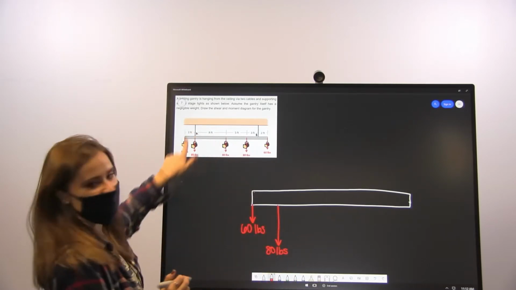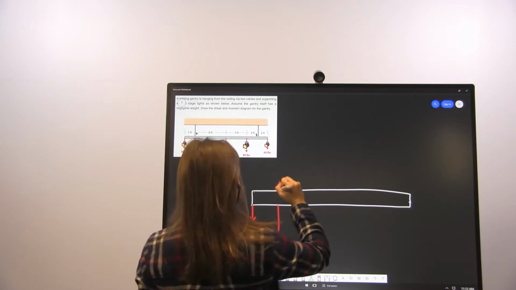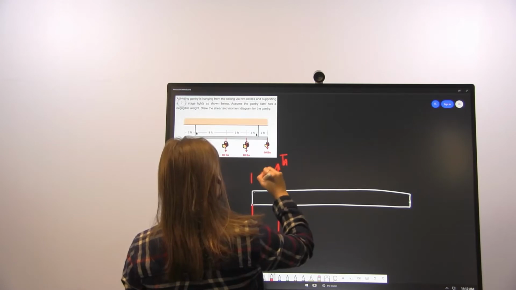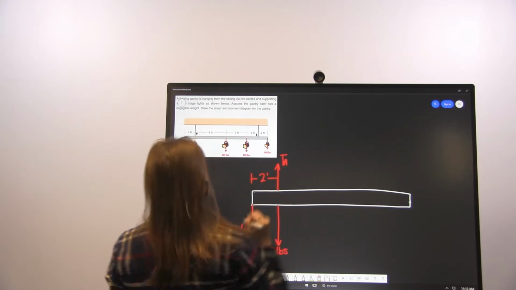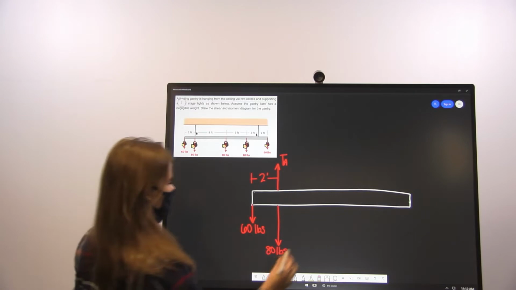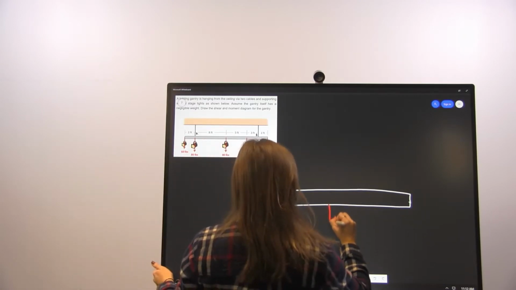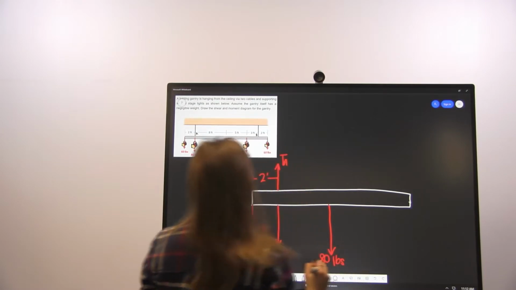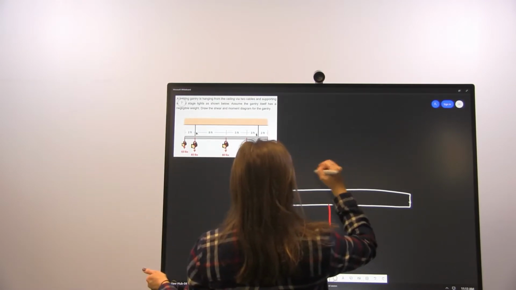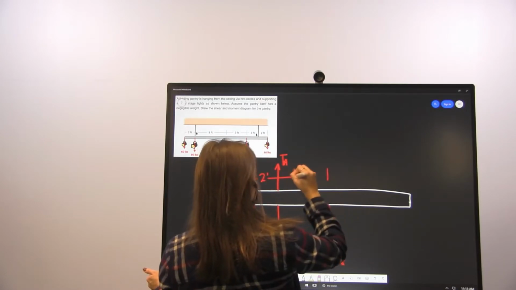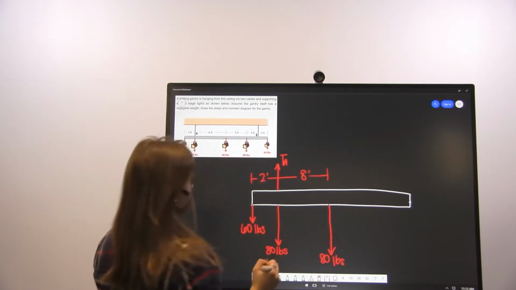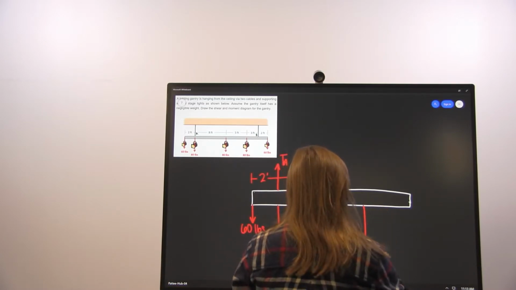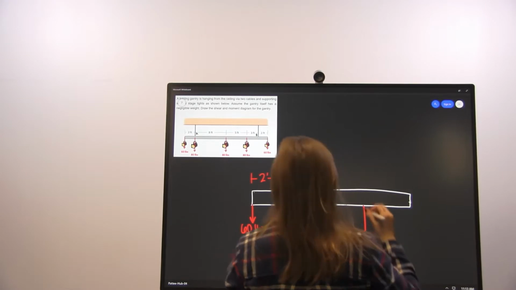And we also have this cable, which is going to give us a tension force. This tension force is going to be up, and we're going to call that tension A. And these are 2 feet apart. And then we go another 8 feet without any forces, and then we get another 80 pounds downward force. 8 feet over. And then another 5 feet over, we have another downward force of 80 pounds.